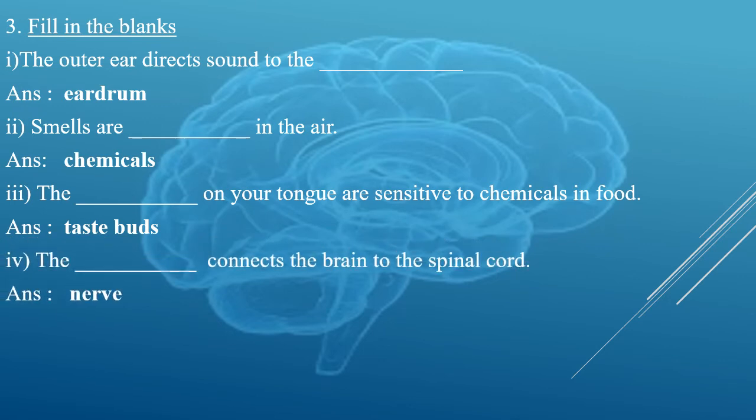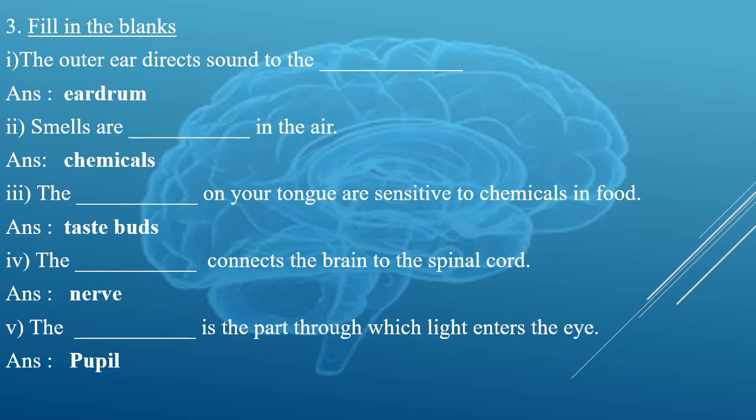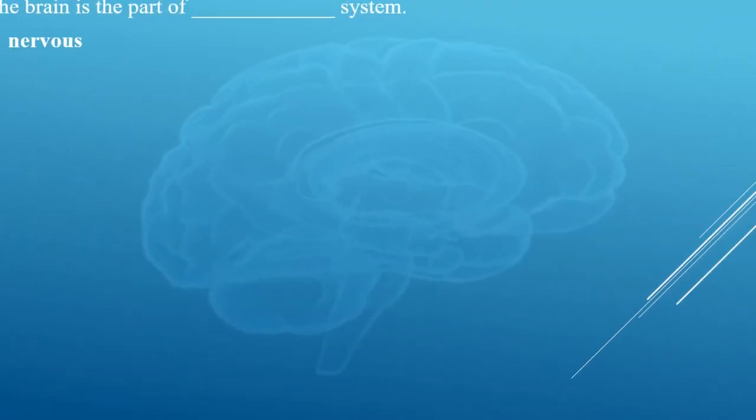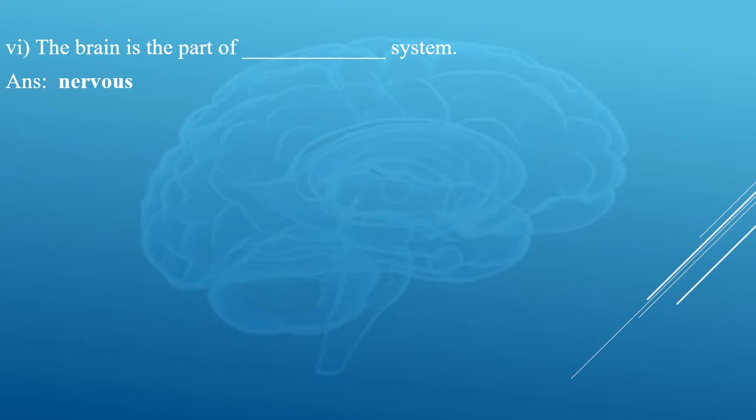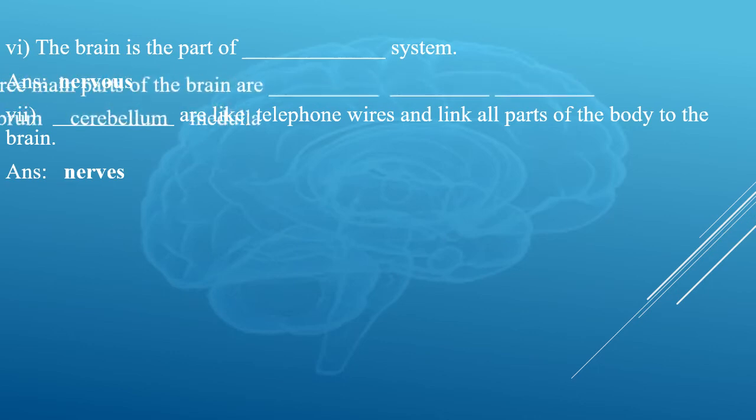4. The dash connects the brain to the spinal cord. The answer is nerve. 5. The dash is the part through which light enters the eye. The answer is pupil. 6. The brain is the part of dash system. The answer is nervous. 7. Dash are like telephone wires and link all parts of the body to the brain. The answer is nerves.